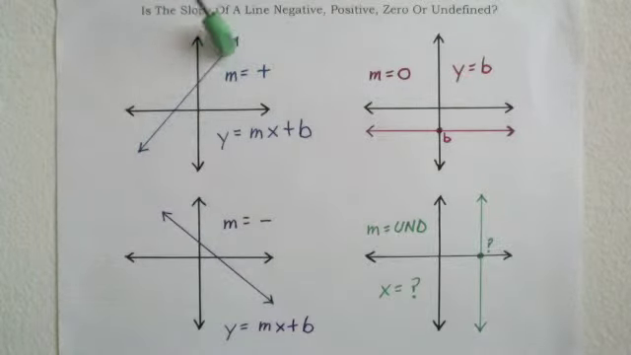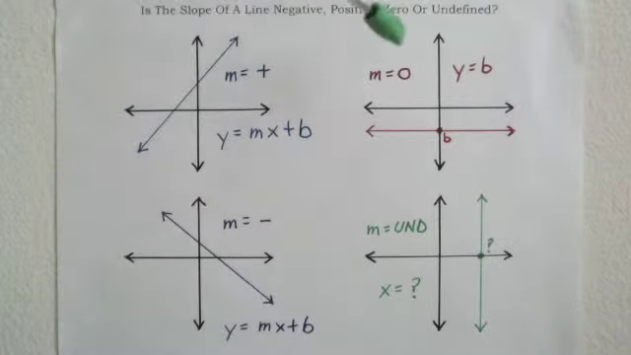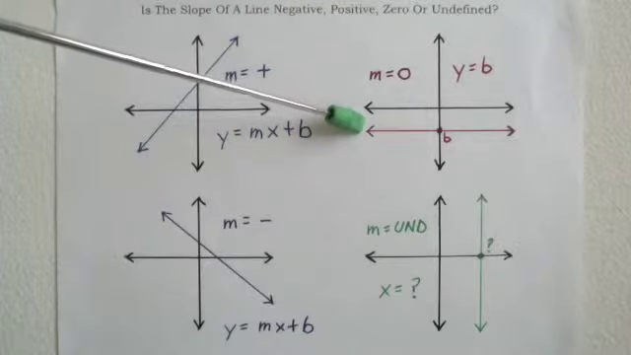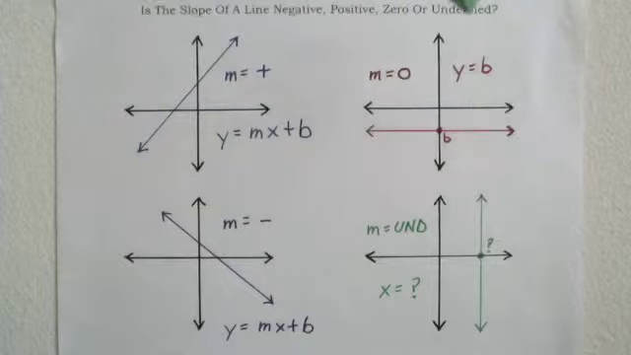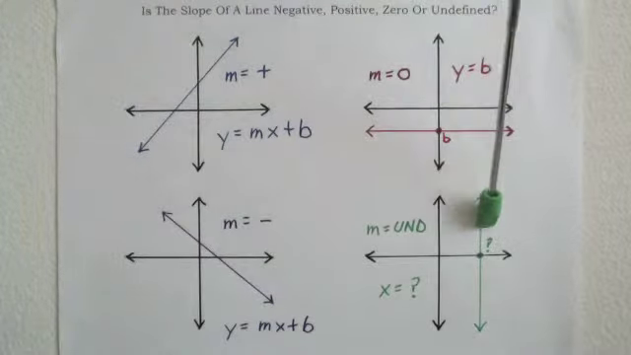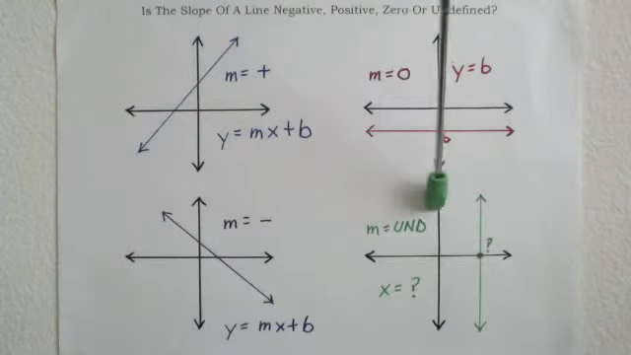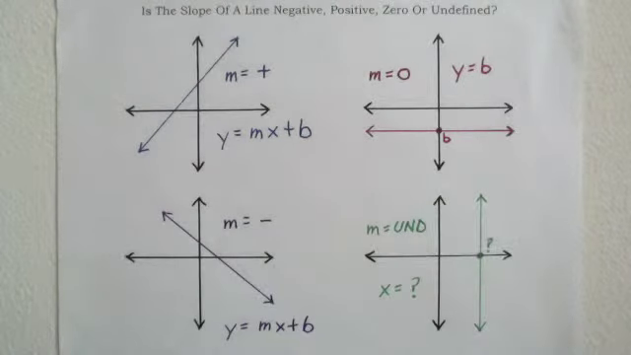If you're going uphill as you move to the right, it's positive. If you are going downhill as you move to the right, the slope is negative. If you do not go uphill or downhill, but remain flat on a horizontal surface as you move from left to right, then there is no slope, a slope of zero. When we're talking about a vertical line, the slope is undefined. There's no such thing as slope for a vertical line.